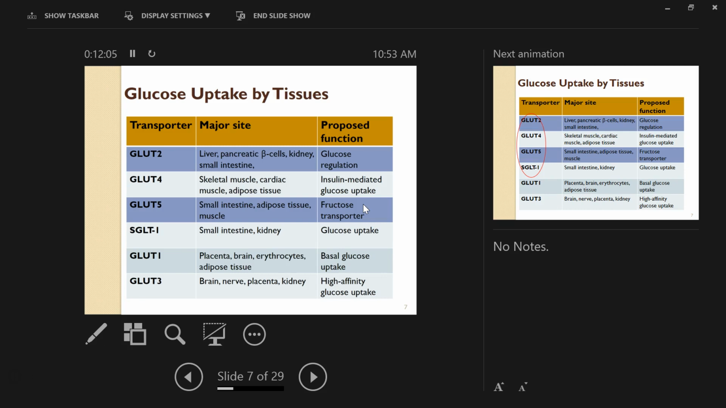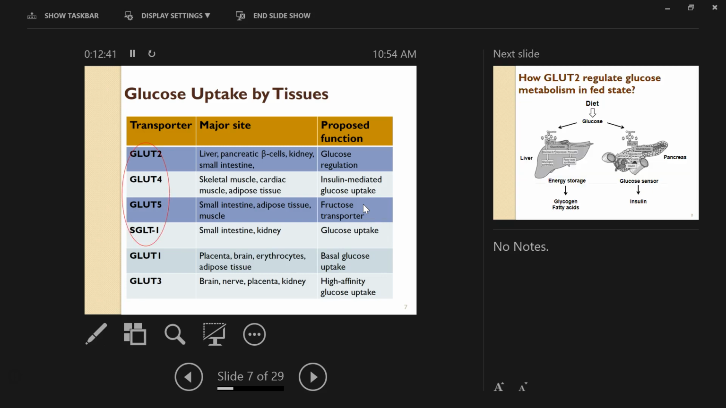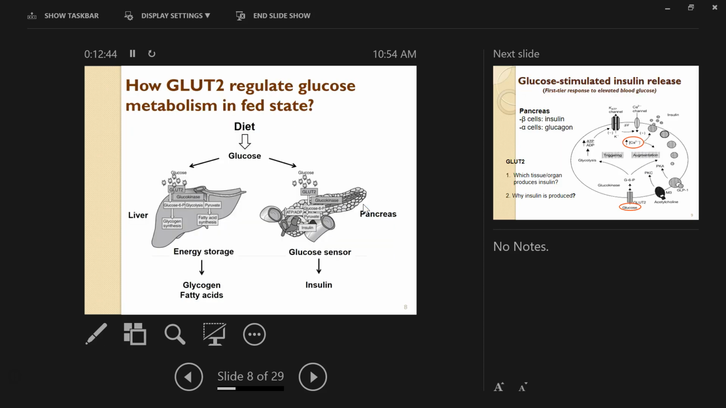Just wanted to remind you that in the small intestine, right, SGLT1 is the transporter, and also GLUT5 is the transporter that transports glucose and also fructose. And GLUT2 is also present in the, if you still remember the small intestine, on the other side of the enterocyte, the transporter that moves sugars across the basolateral membrane and to the portal vein.